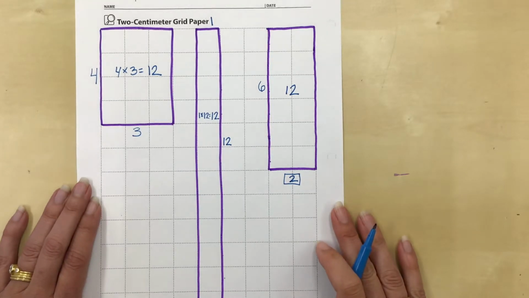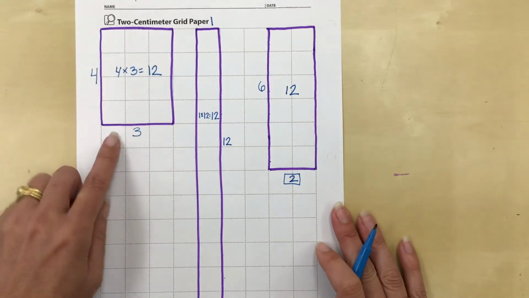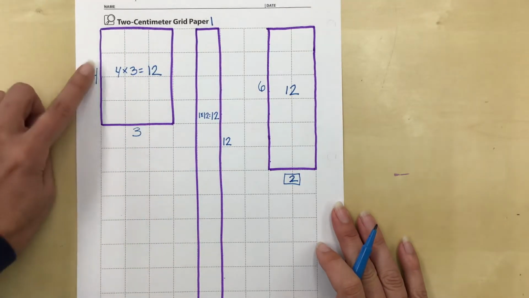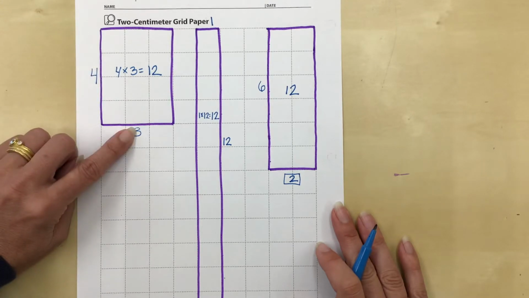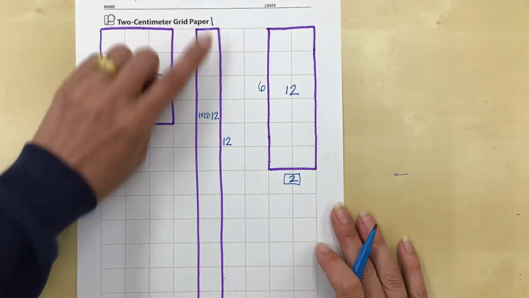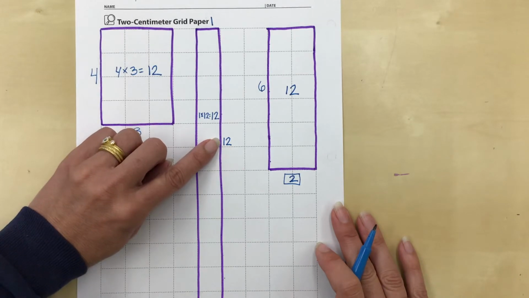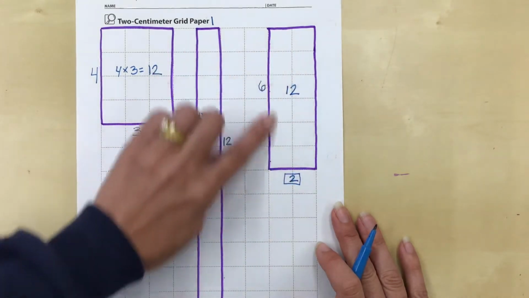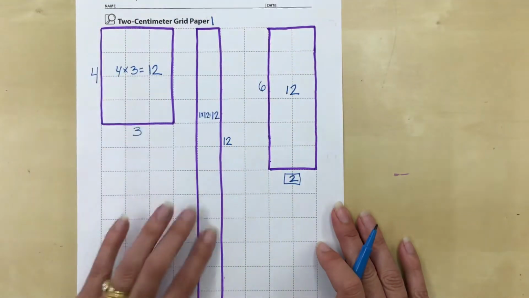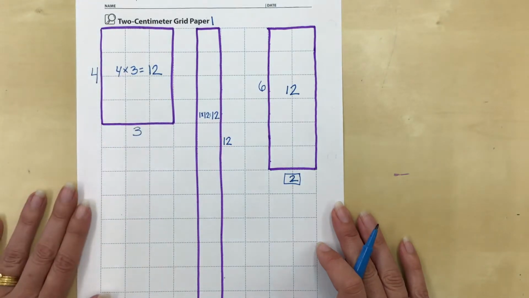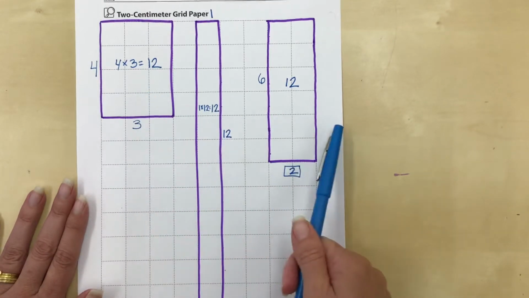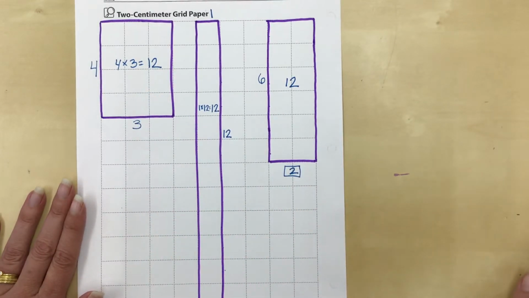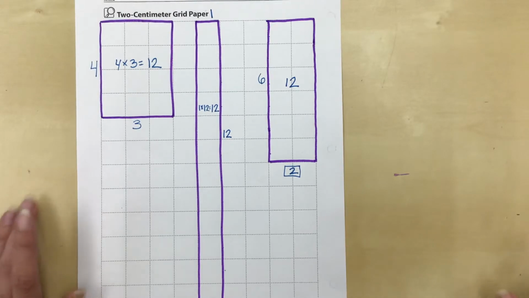So, if someone were to say to you, what are the factors of this array? The factors are the dimensions, 4 and 3. The factors of this array are 1 and 12. And the factors of this array are 6 and 2. And the middle is the area, which is what your answer is when you multiply the factors together. Okay, now because there are so many of these, we know that this is a composite number, and we're going to get into that now.